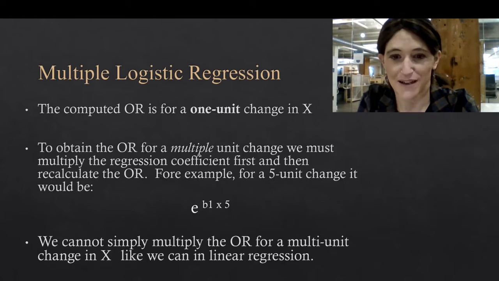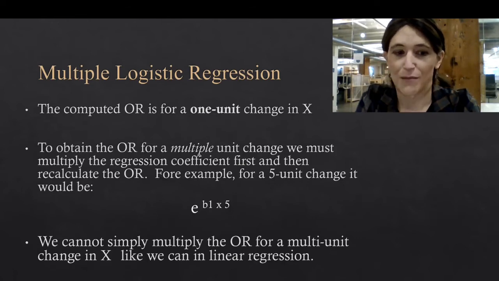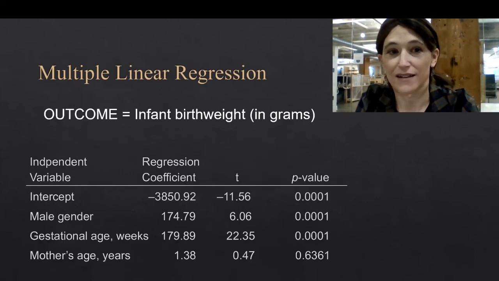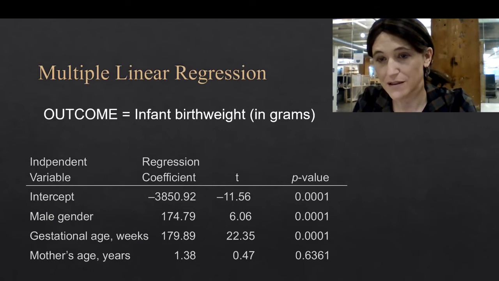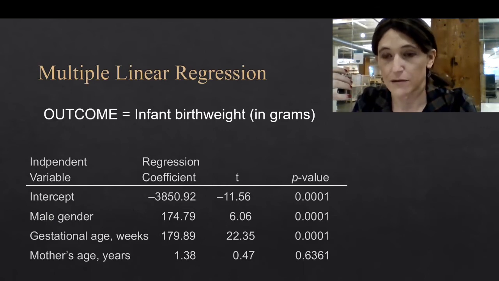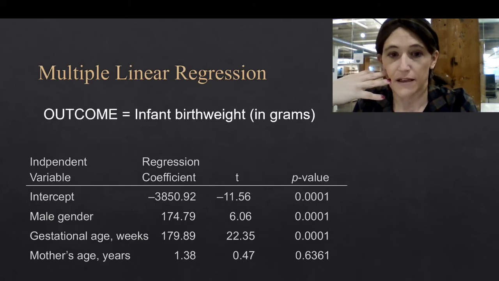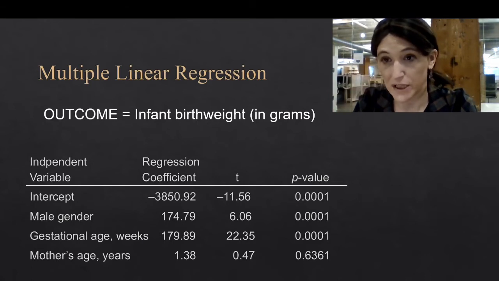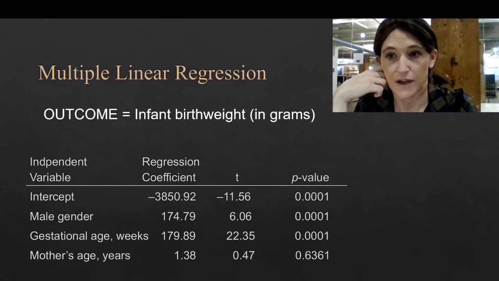You can't just multiply the odds ratio for a multi-unit change in X. We can do that in multiple linear regression. Once we get our estimates, these are for a 1-unit change in X, and it's in the units of our outcome variable. So here, moving to linear regression, you can see that the output is fairly similar. No need to convert it to odds ratios because it's directly interpretable. Our outcome is infant birth weight in grams.